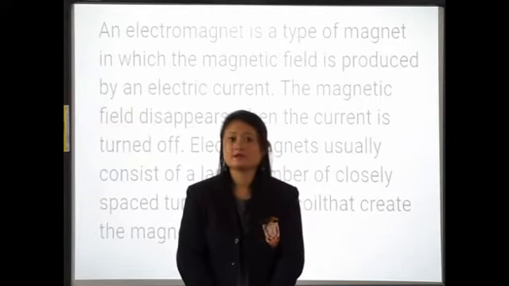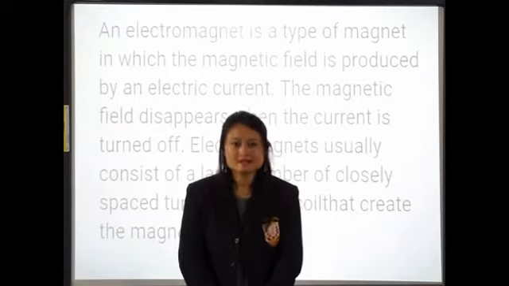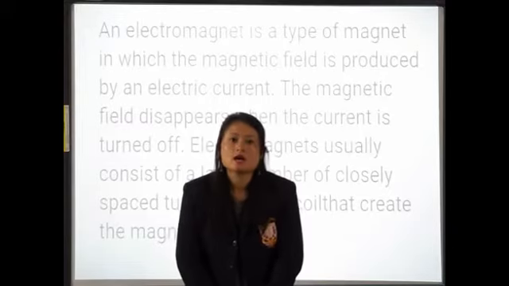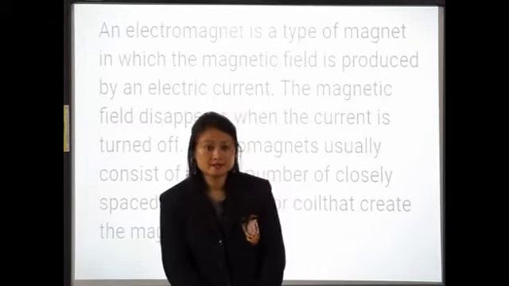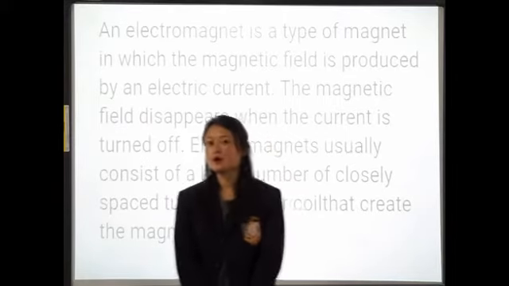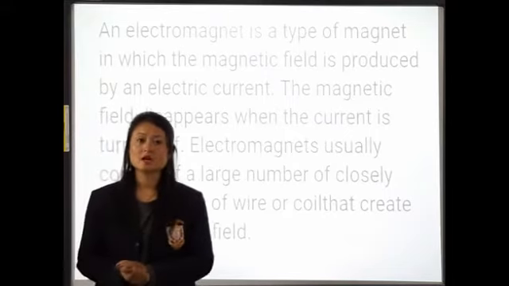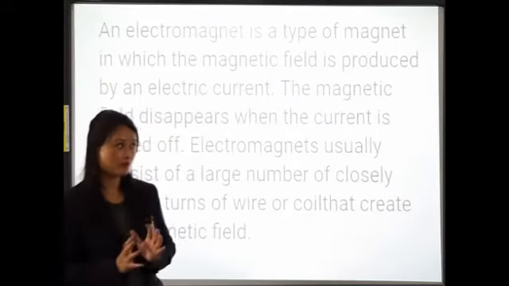Today we'll be doing class 7 magnetism, and we'll further continue magnetism today. And today we'll be discussing a topic in magnetism which is called electromagnetism, or an electromagnet. Now, what is an electromagnet? An electromagnet is a type of device.